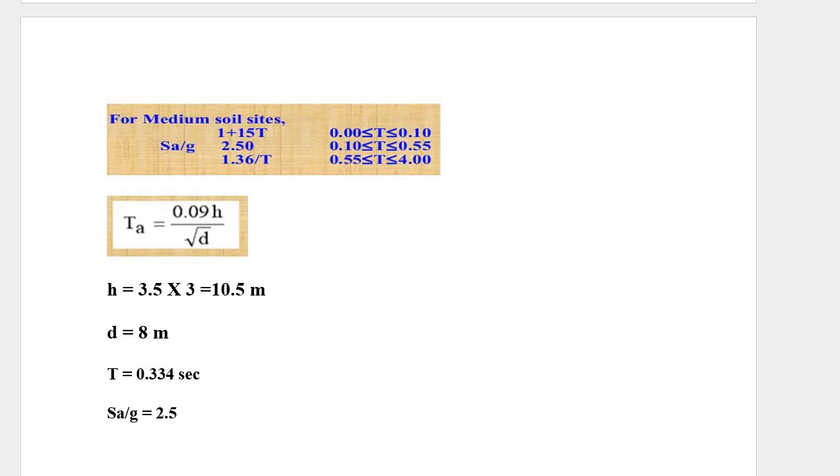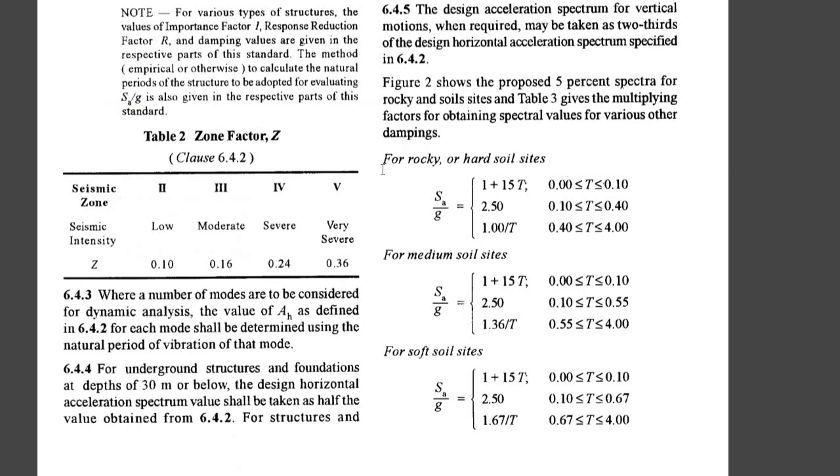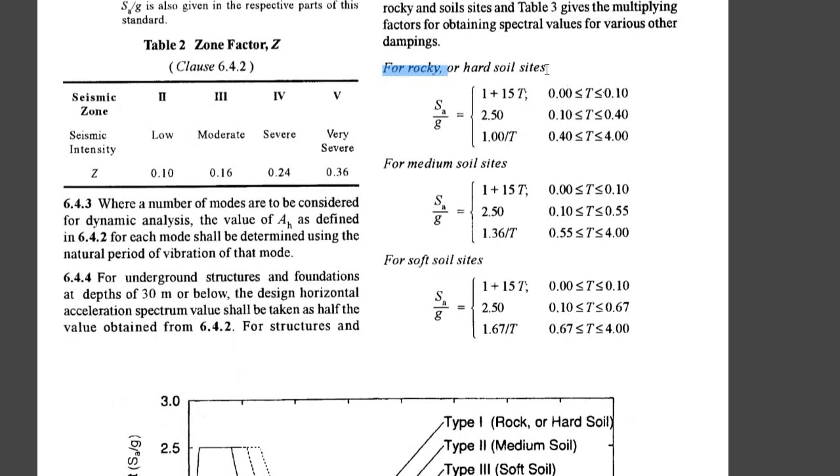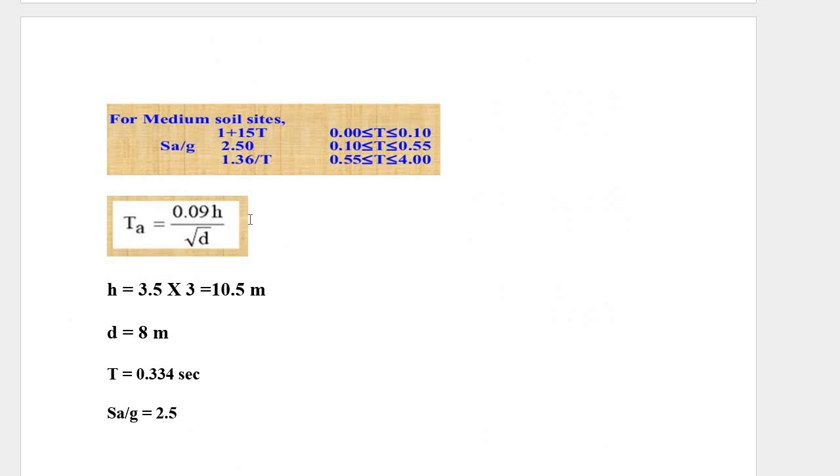So refer page 16 in the code book, and you can see here we have different conditions: rocky, medium, soil site condition. According to the question you should choose what conditions you should take up. Our condition is a medium soil, so I have copied all these conditions there. So I have written that, and also these conditions depend on the value of T, that is fundamental natural period.